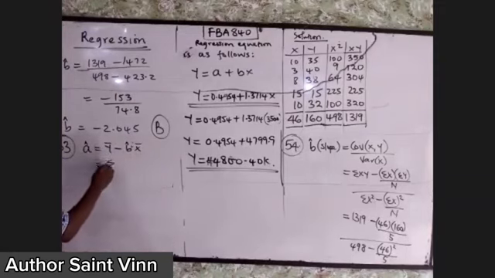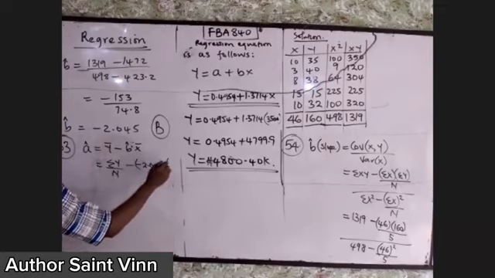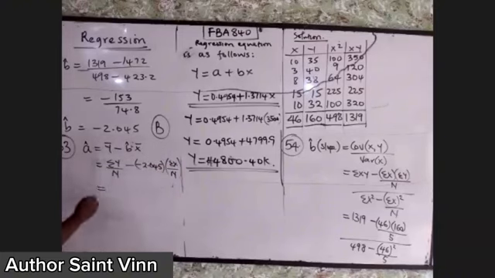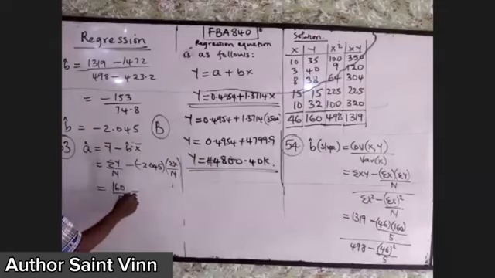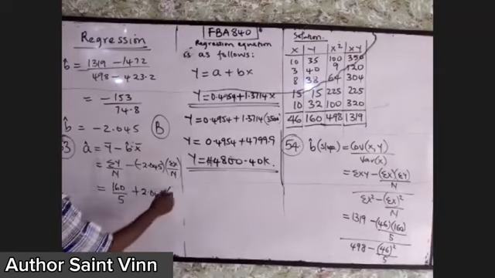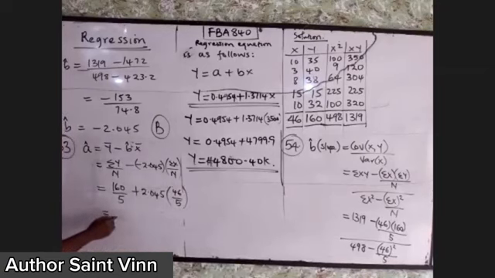Our Y, which is summation of Y, minus 2.415 into summation of X by N. Y is 160 divided by 5. This gives us 2.25. X is 46 divided by 5.